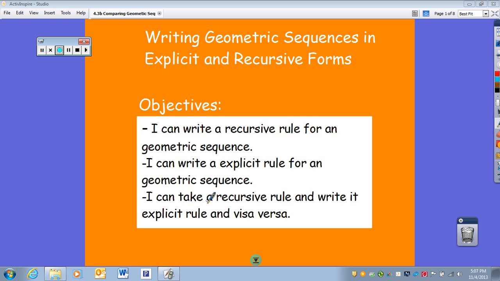In this lesson, we are going to be writing a recursive rule for the geometric sequence, remembering also how to write an explicit rule for the geometric sequence, and then be able to write one from the other.